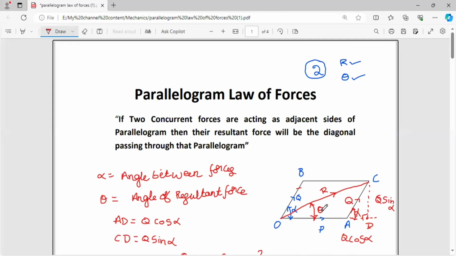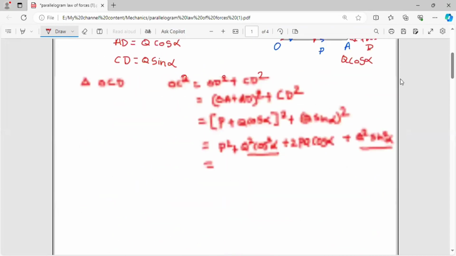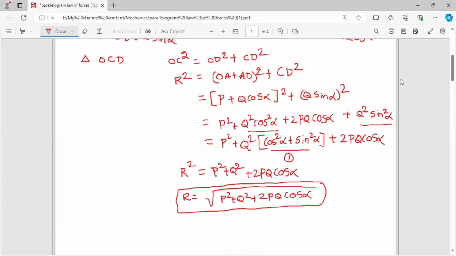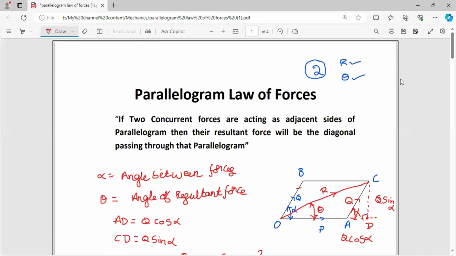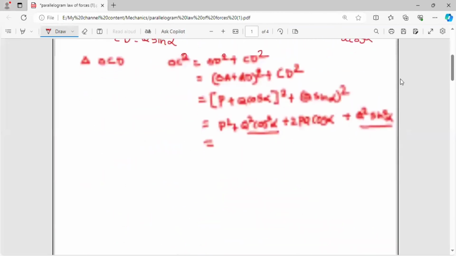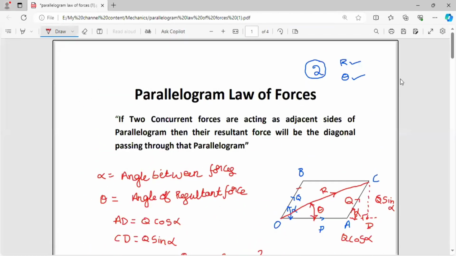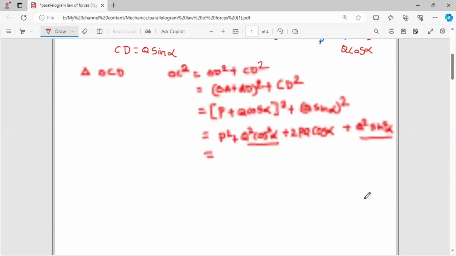You have to find out this value. To find that value, I am considering the same right angle triangle, but applying tan theta. What is tan theta? Tan theta means opposite side by adjacent side. The opposite side is CD and the adjacent side is OD.